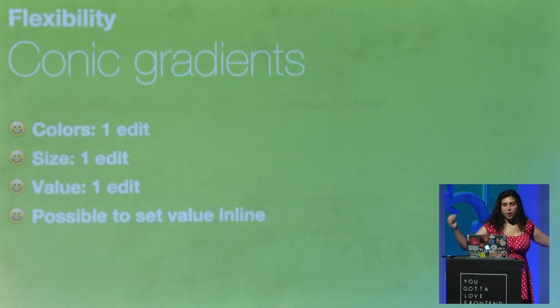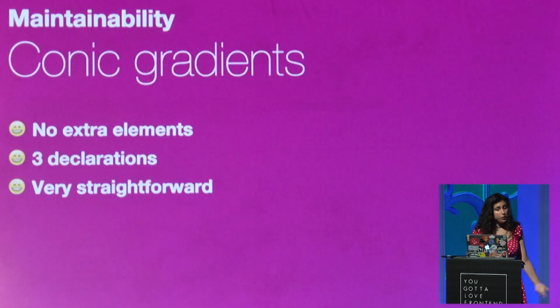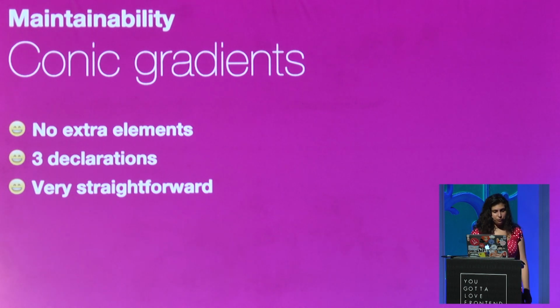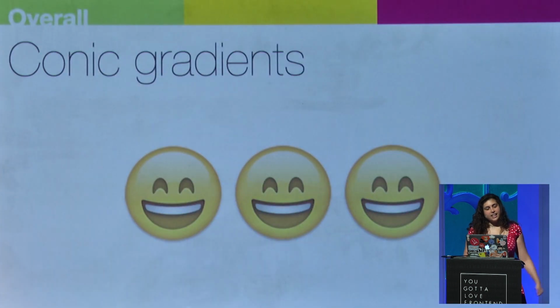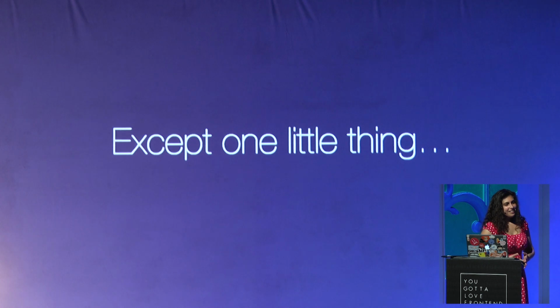It's pretty awesome. One edit to change anything. The colors, the size, the value, you can set it inline. You can have multiple values. It's super easy to animate, obviously. Some effects are possible. That's kind of tricky, though. No extra elements needed, only 3 declarations. That beats pretty much every solution we've shown so far. It's very straightforward, I think. It's pretty awesome. That applause was for conic gradients.